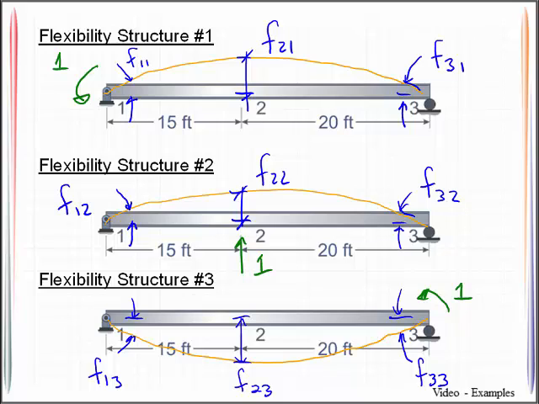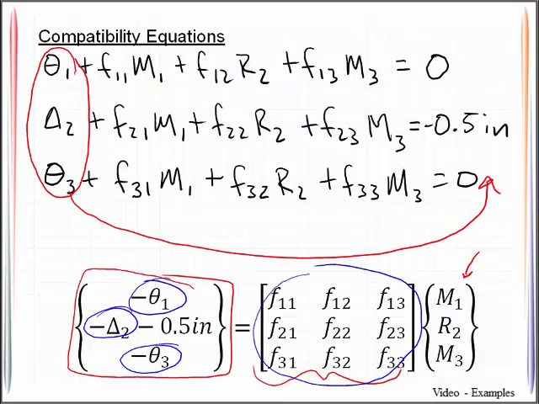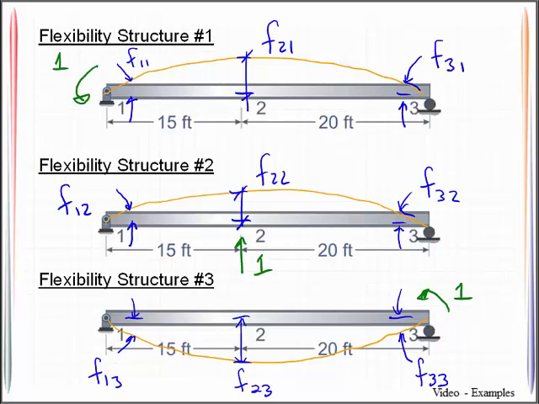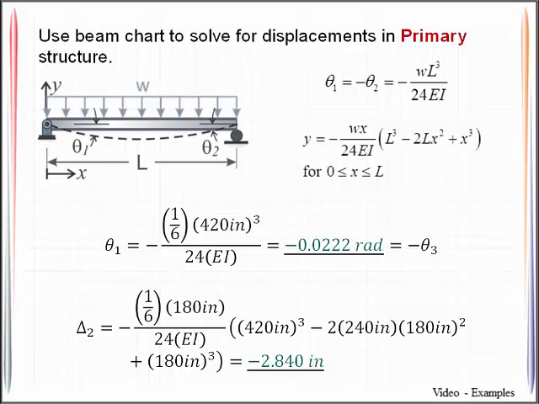So the task really now becomes computing what those unknown displacements are, both for the primary structure and for the flexibility structures. And in this particular case, we can use beam charts to our advantage. We would then have a simply supported beam with a length equal to 420 inches and a distributed load of 1/6 kips per inch. And what we're trying to do here is make sure that we get a consistent set of units as we move forward in our calculations.